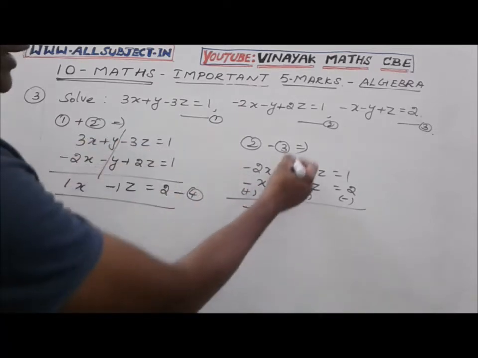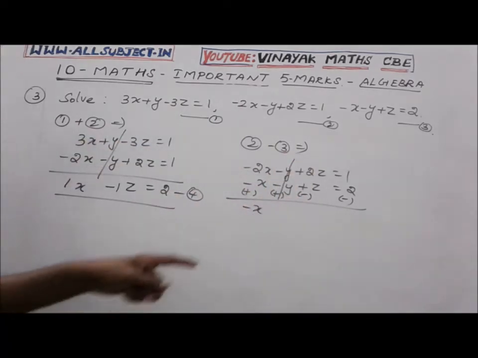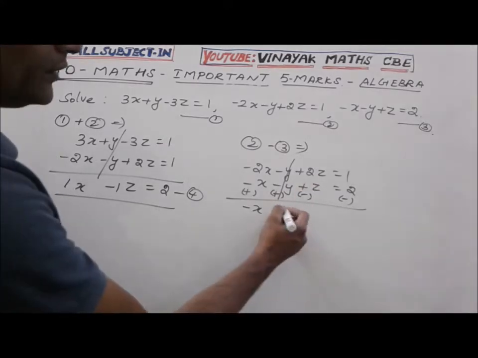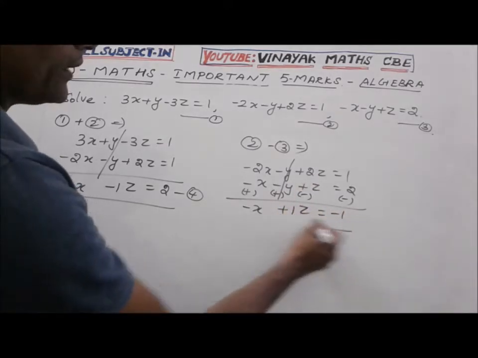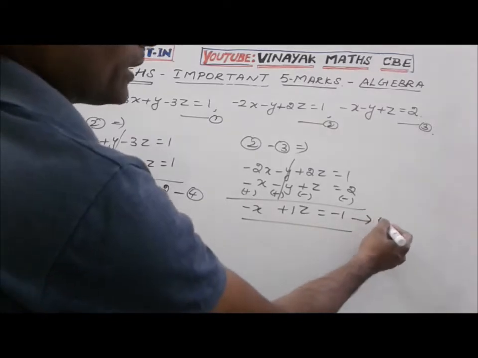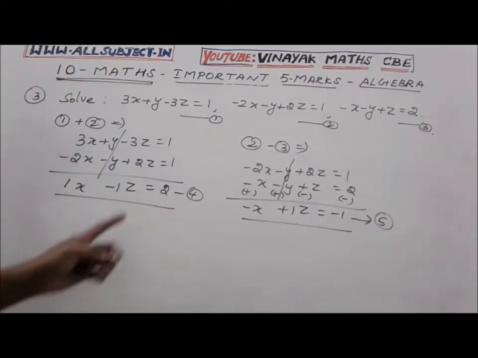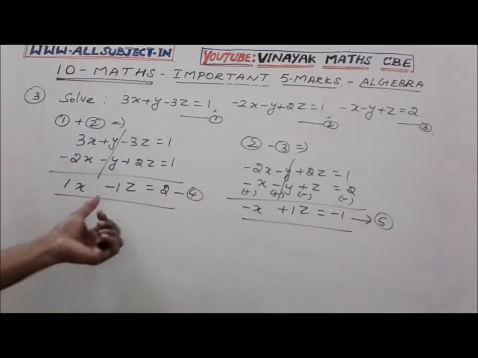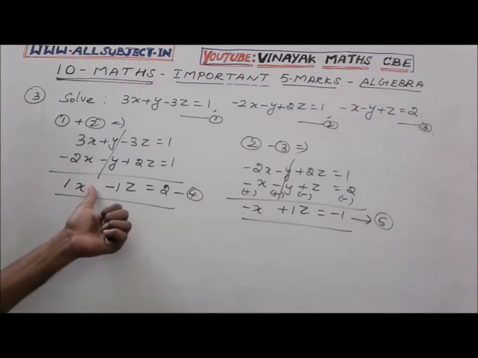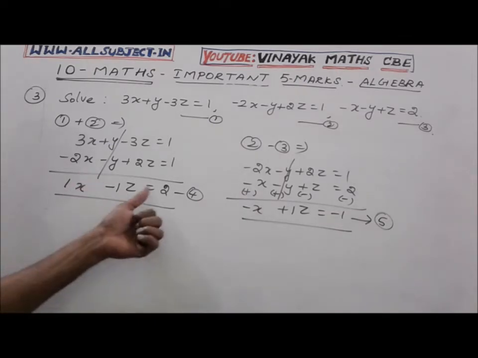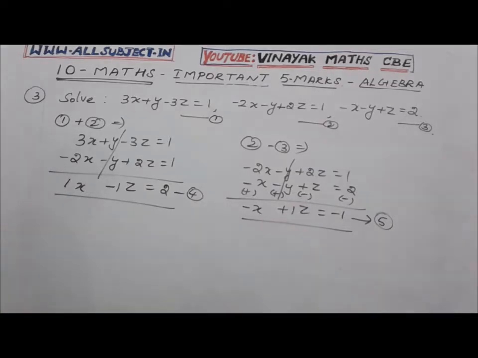Here minus y gets cancelled, minus plus. Here 2z minus z is 1z, equal to minus 1. Now this is named as equation number 5. Here we have equations 4 and 5. Look at the left hand side of equations 4 and 5. We have x minus z equal, here also we have minus x plus z.